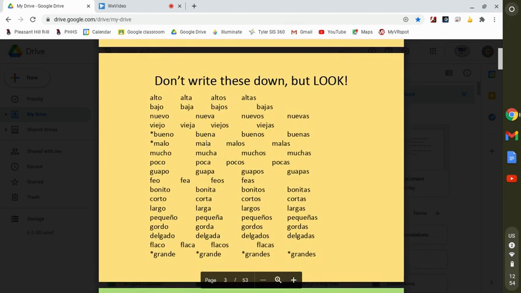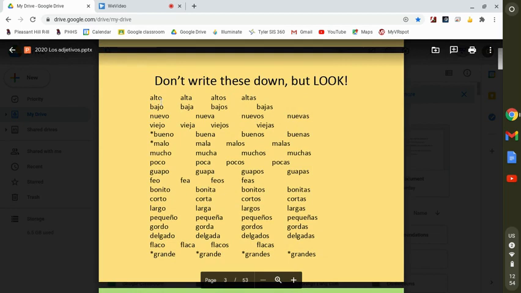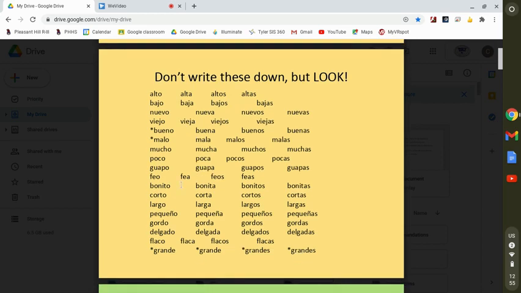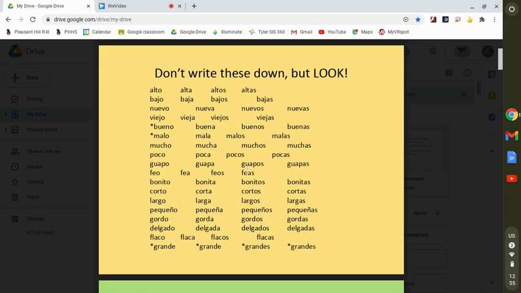Okay, these were formatted before. It says don't write these down, but look. So the words go 4 different ways. The first column is all in O. Then the next wiggly column, I'm sorry about that, they all end in A: alta, baja, nueva, vieja. Then they end in OS, and then they end in AS. So basically, you take any of these words and they go guapo, guapa, guapos, guapas. I can go largo, larga, largos, largas. So when you're doing adjectives, a lot of them have 4 different ways. It depends on your noun.